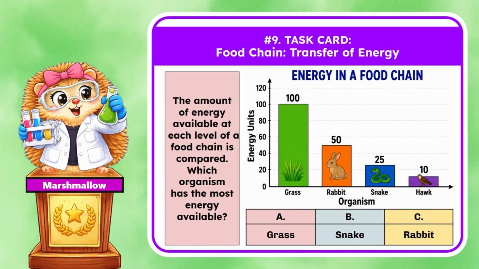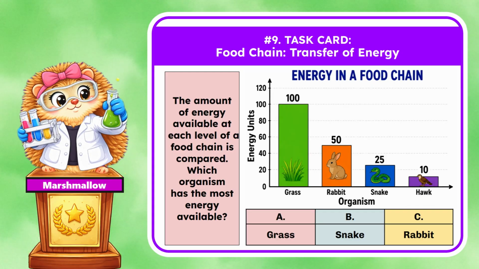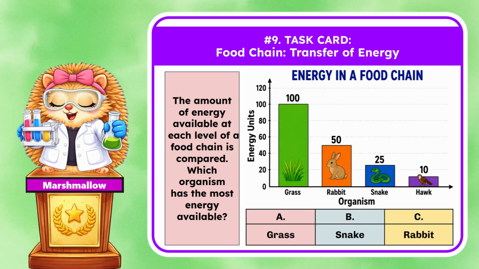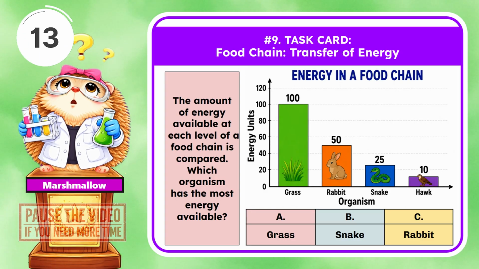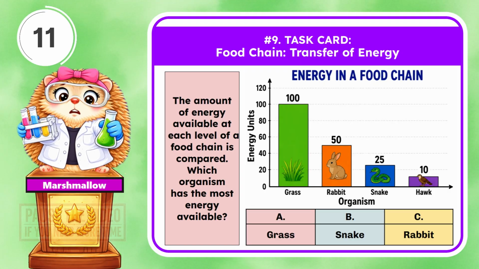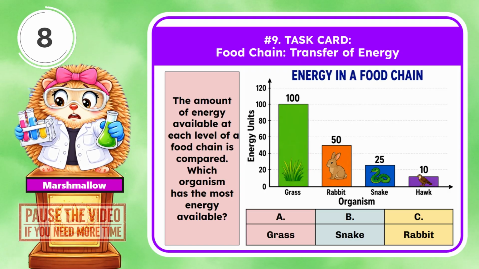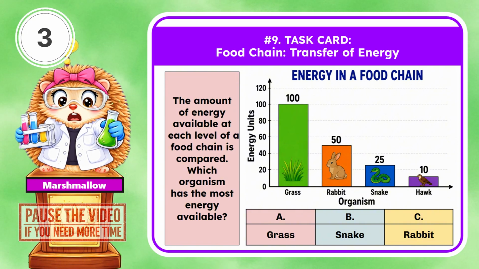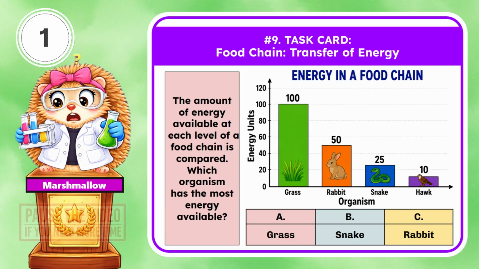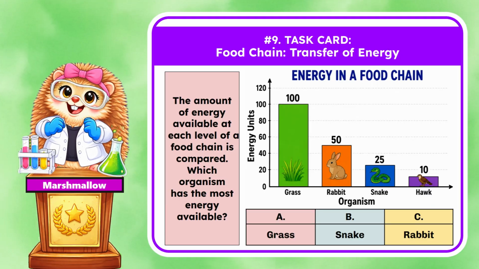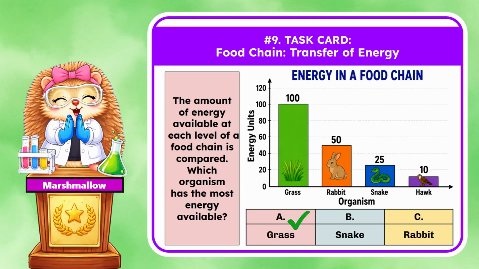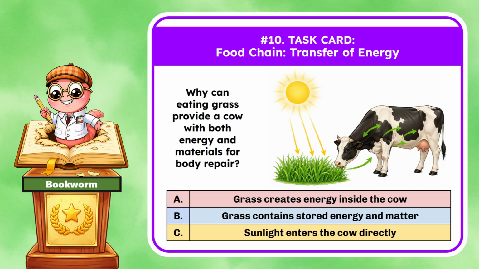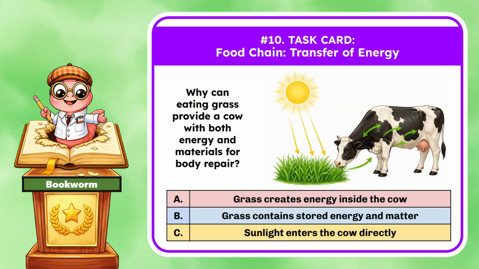The amount of energy available at each level of a food chain is compared. Which organism has the most energy available? And the correct answer is letter A. Grass. Why can eating grass provide a cow with both energy and materials for body repair?